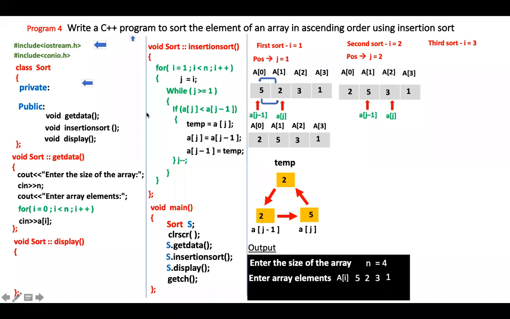Again, the same procedure takes place. See, if a of j is less than a of j minus 1, again the same procedure takes place. If it is lesser, 3 will get shifted to here and 5 will get shifted to here. How? Using this process. Now again j will decrease. How much was the j value? It was 2. Now j minus minus.